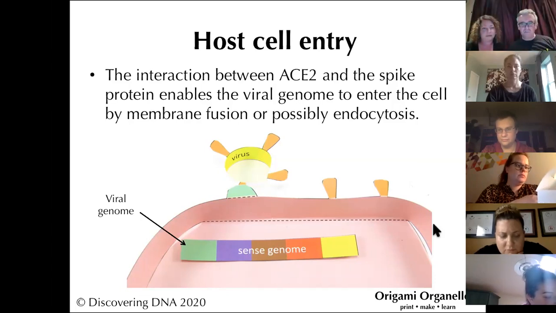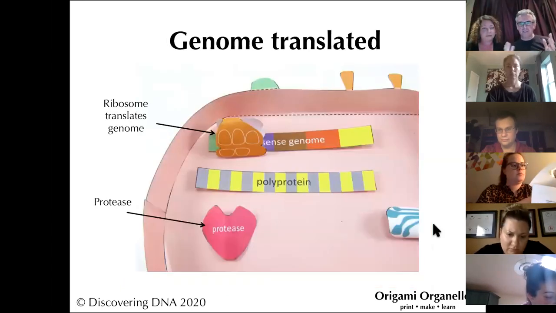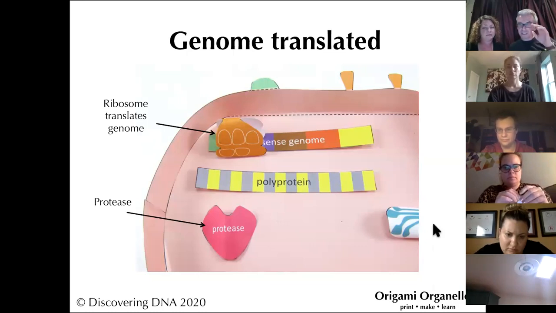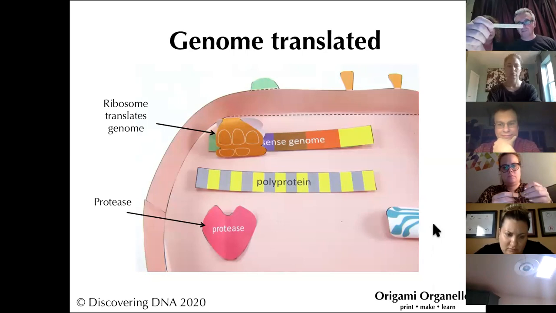And then the next stage, the host cell ribosomes will immediately begin to translate that genome because they recognize it as a messenger RNA. It has a 5' methylated end and a poly A tail, so the cell thinks it's a messenger RNA. So it makes a polyprotein, and it also makes a protease. The polyprotein has 16 parts to it, which we've represented with banding on our piece of paper.